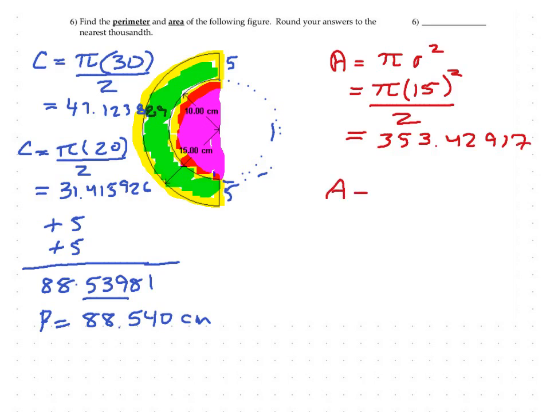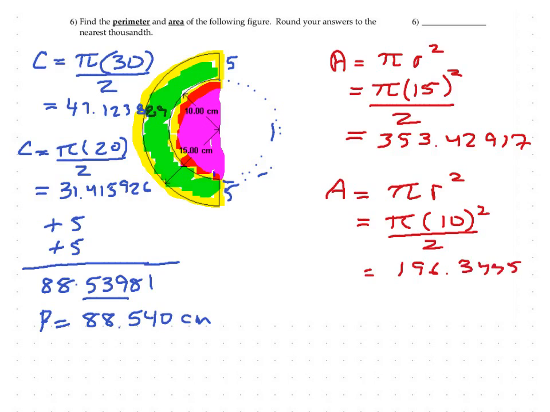Now the area of the pink, which you don't really care about, but we've got to find it. Pi times the radius squared. So the radius of the inside circle is 10, but of course that's the whole circle. A semi is half of that. So you're going to get 10 squared is 100 times 3.14, so 314.159, and then divide it by 2, you're going to get 196.34953. Merciful God.